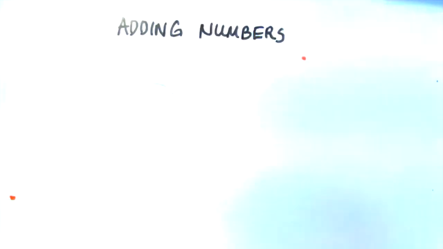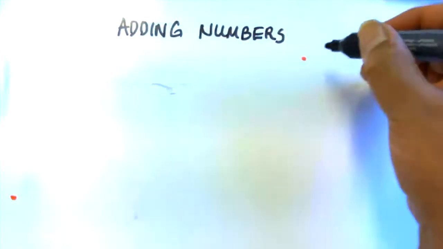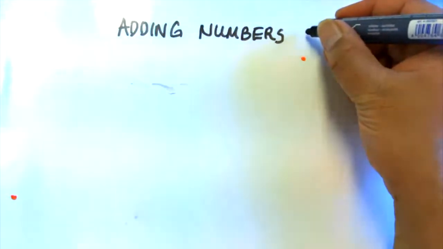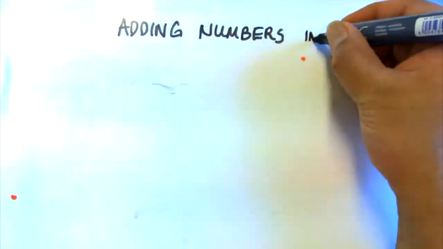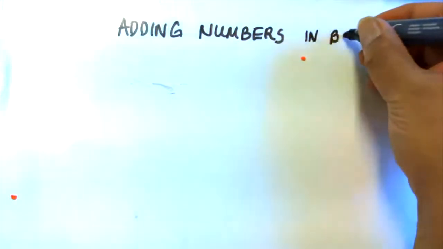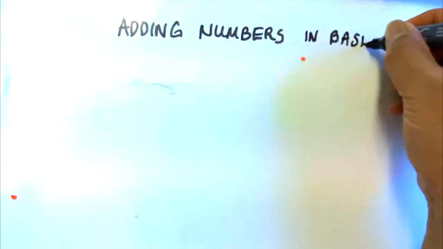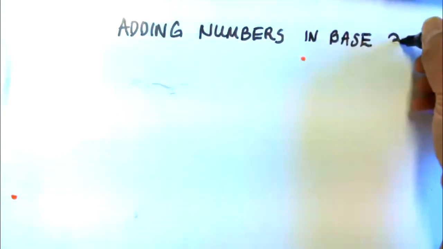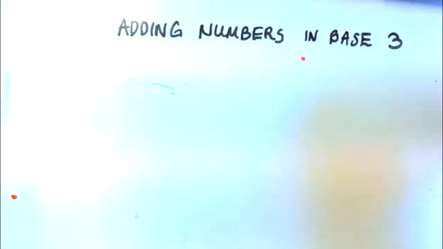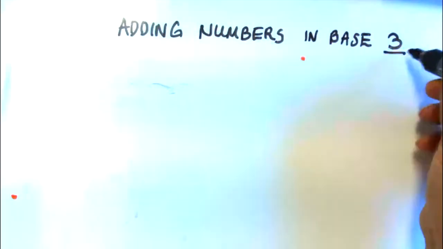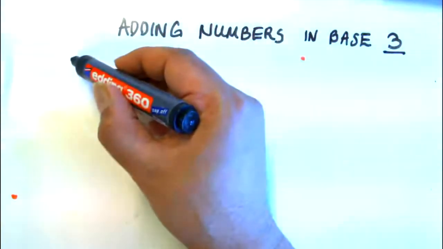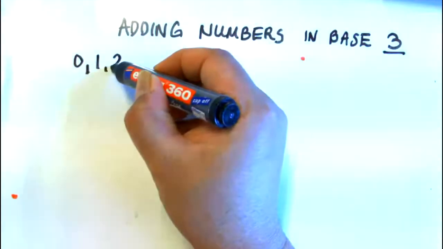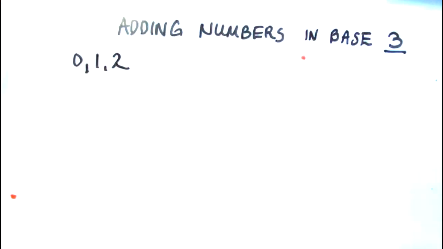We're going to continue our lessons about adding numbers in different base systems, and particularly numbers in base 3. As usual, I always start with what are the symbols in base 3 counting. We use 3 symbols. The symbols are 0, 1, and 2. That's the only exciting base.